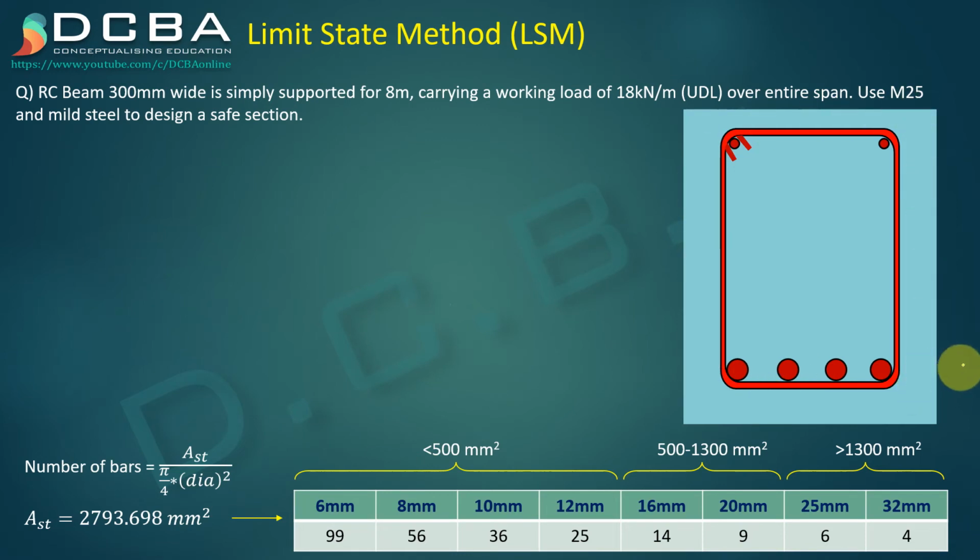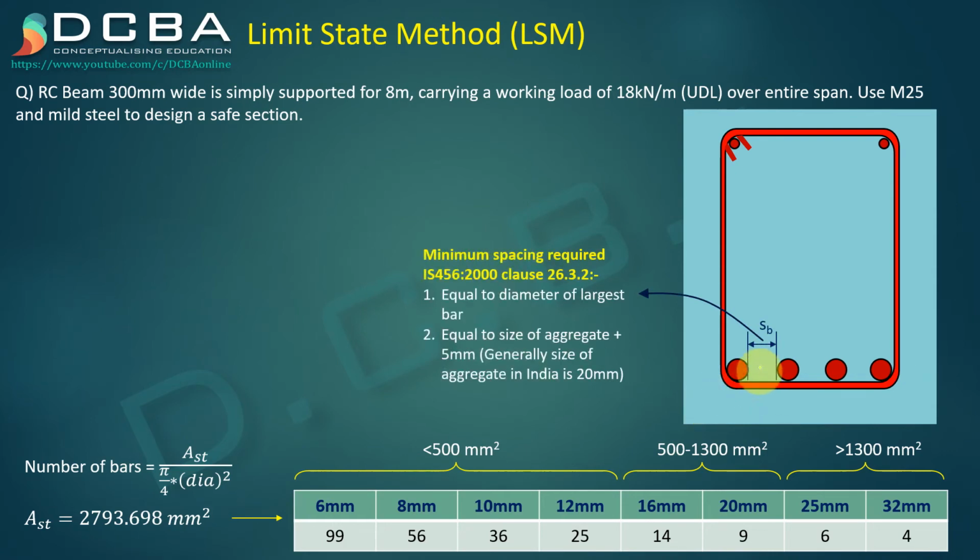Now we have our beam here. Let us say that the spacing between two bars is called SB, and IS 456 has also given us a clause to limit this spacing, and that clause is 26.3.2. It is equal to the diameter of the largest bar. The spacing between two bars should be equal to the diameter of the largest bar that we are using. Second, it should be equal to size of aggregate plus 5 mm. So whichever is greater of the two, we have to use that.